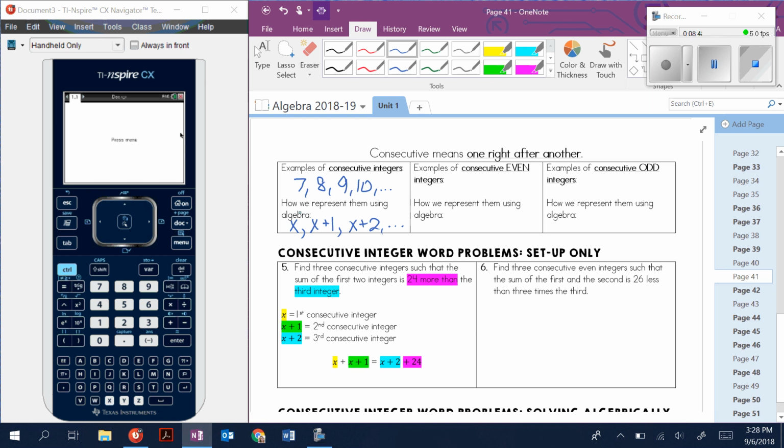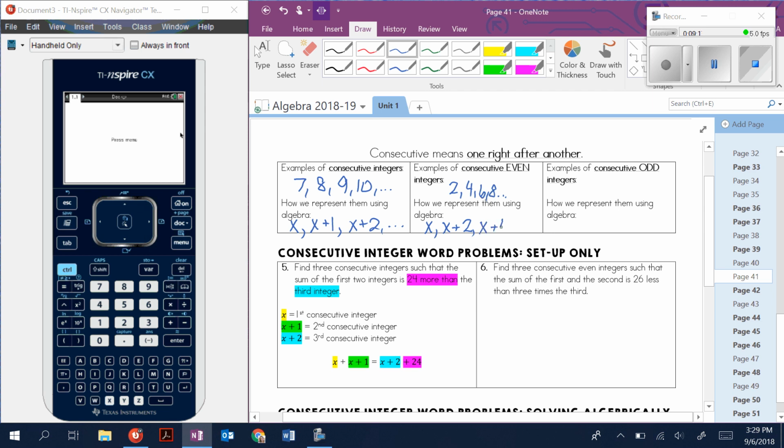Consecutive even integers, on the other hand, we have to start with an even number, like 2, 4, 6, 8. Who do we appreciate? Okay, so all of those. Again, something always has to be x, so we're always going to start with x. x is the first one. How do we get from 2 to 4? We don't add 1. We actually add 2. And then we're going to add another 2 on, so it's not going to be x plus 2 again.